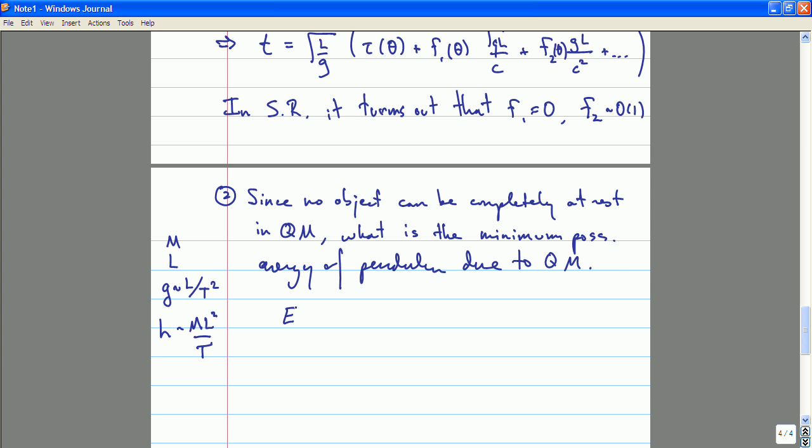So there are two dimensionless ratios that we can construct. Without quantum mechanics, the only quantity we can construct with dimensions of energy is, well, energy has units of mass times length squared divided by time squared. So that's mLg without quantum mechanics.